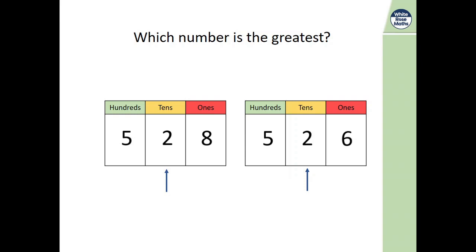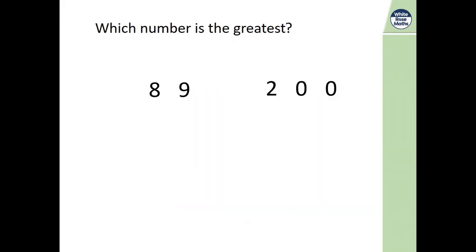So that doesn't really help us in deciding which one is the biggest number. So let's have a look at the ones. And we can see that the first number on the left has got 8 ones. The second number on the right has got 6 ones. So which one of those is the greatest? Well, 528 is greater than 526. So 528 is the greatest.